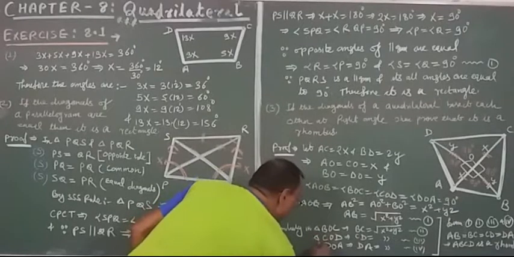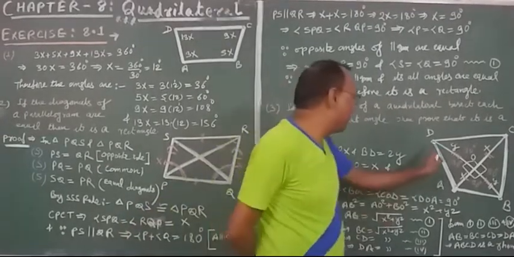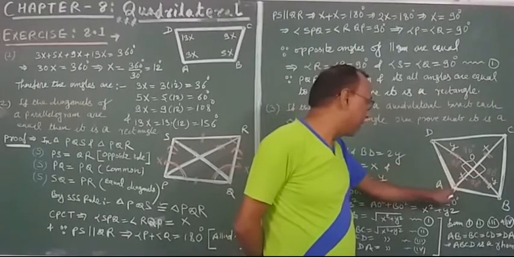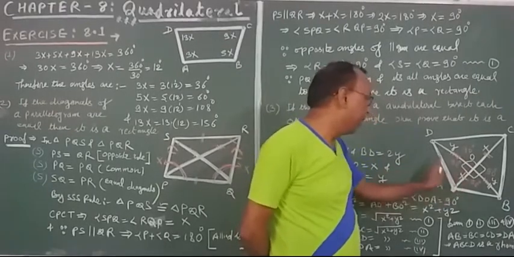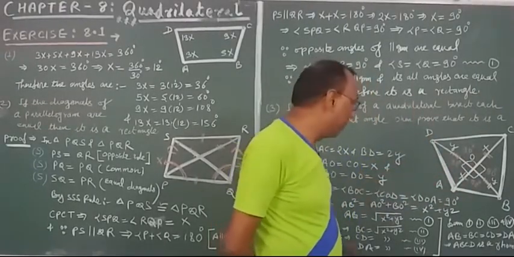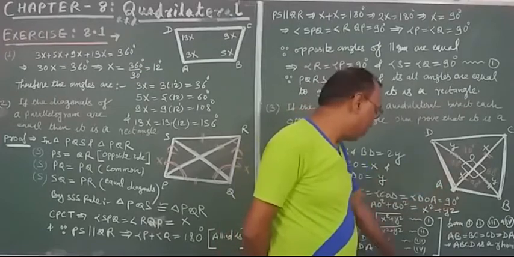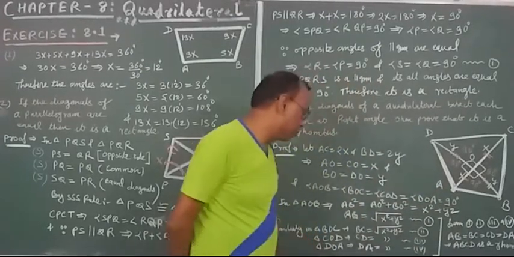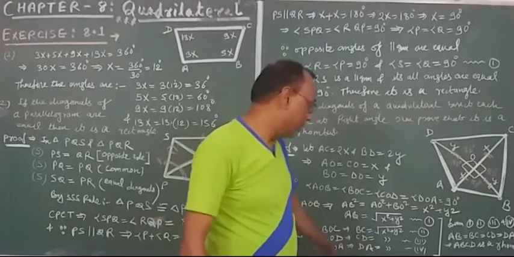Again, this side is y, this side is x, and this angle is 90 degree. Again, we are using Pythagoras theorem. So, what is the value of AD? Under root x square plus y square.